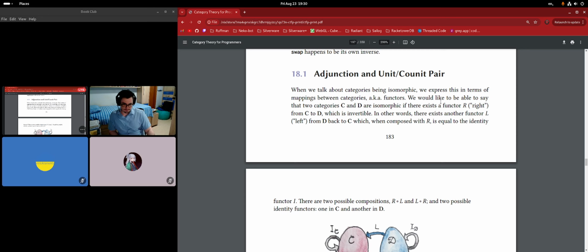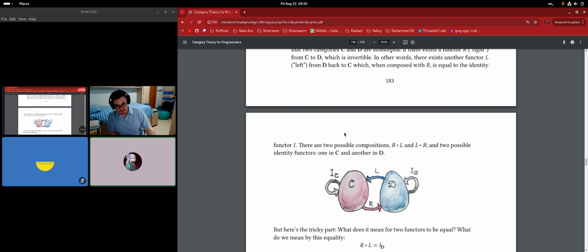So what do we want to say? We want to be able to say that two categories are isomorphic. So how are we gonna say that? What's gonna be the criteria? We're gonna say that they are isomorphic if there exists a functor R from C to D, which is invertible. In other words, there exists another functor L from D back to C, which when composed with R is equal to the identity functor. This is something else because we're not composing morphisms anymore. We are composing functors. But functors are just morphisms in the category of categories.